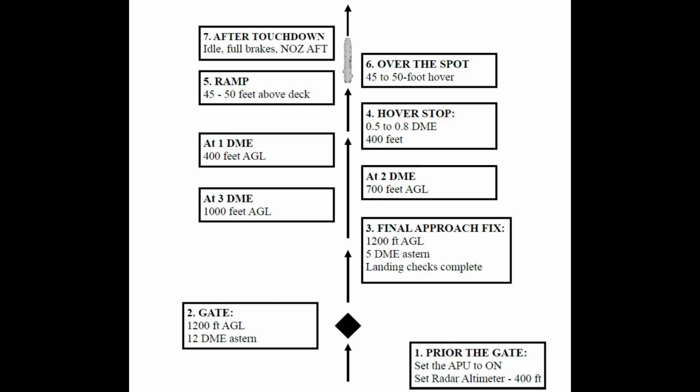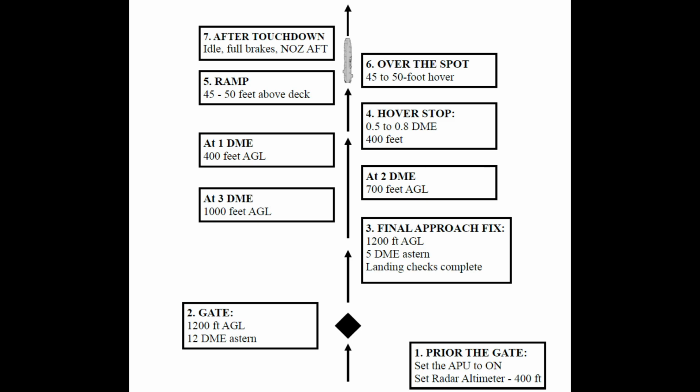Then as usual, the gate is at 1,200 feet above ground level at 12 nautical miles DME. At 5 nautical miles DME we have something called the final approach fix, which is 1,200 feet above ground level and performing the landing checks. At the 3 we need to be down to 1,000 feet. At the 2 we need to be down to 700 feet. At the 1 we need to be down to 400 feet.